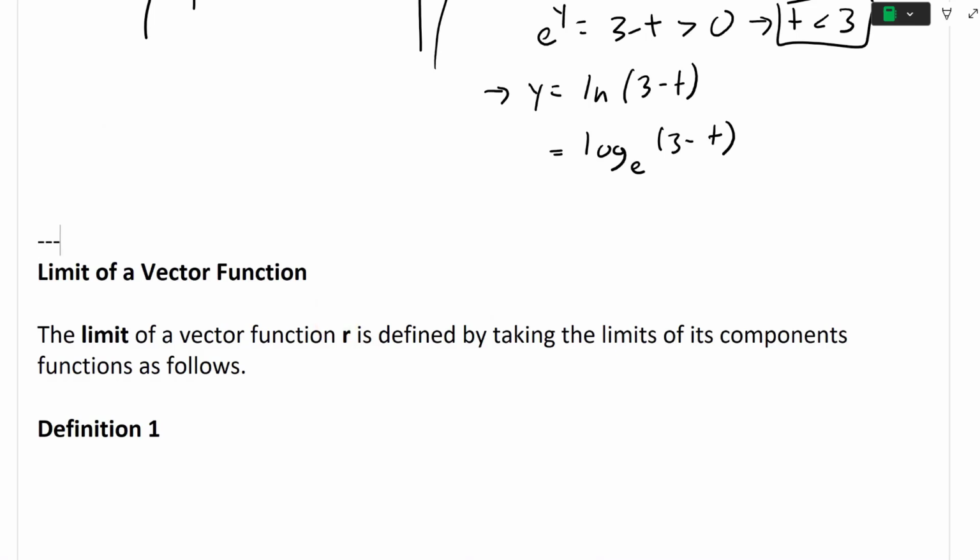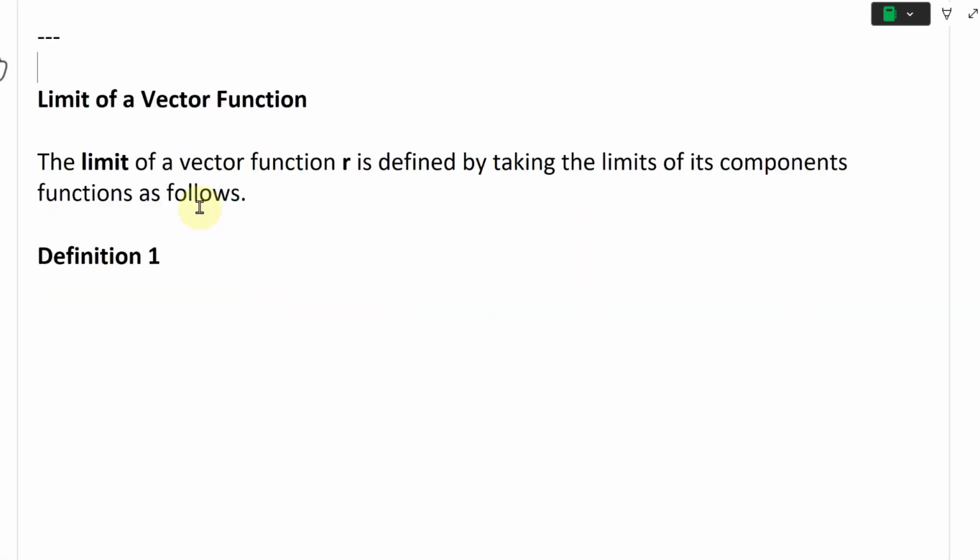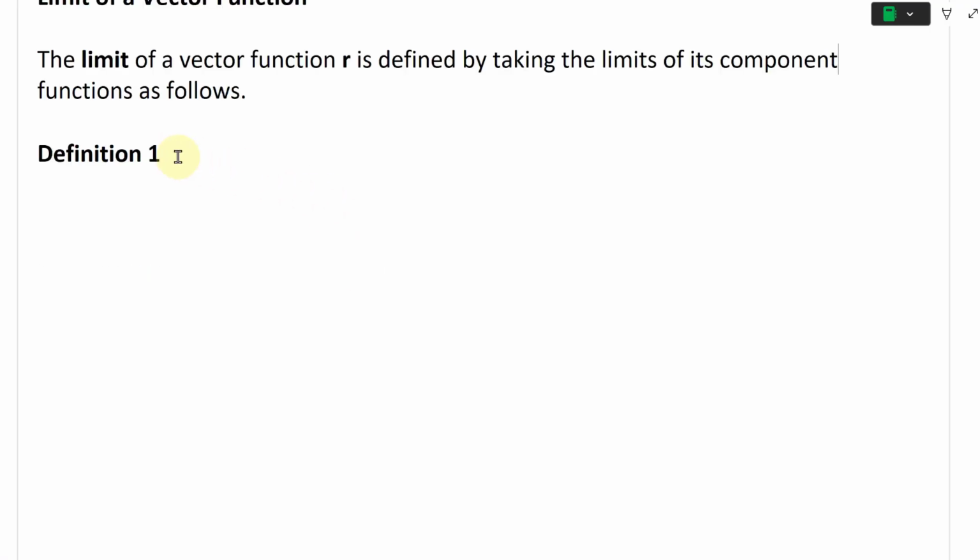The limit of a vector function. The limit of a vector function r is defined by taking the limits of its component functions as follows. We're going to call this Definition 1, and we'll reference this many times.